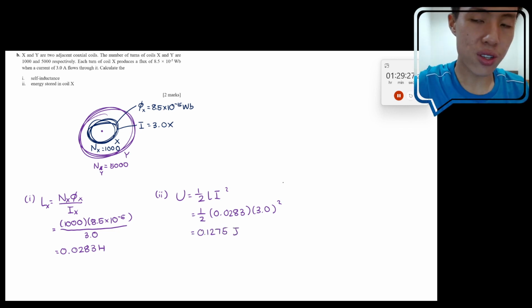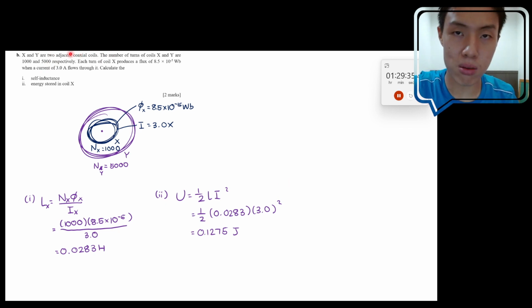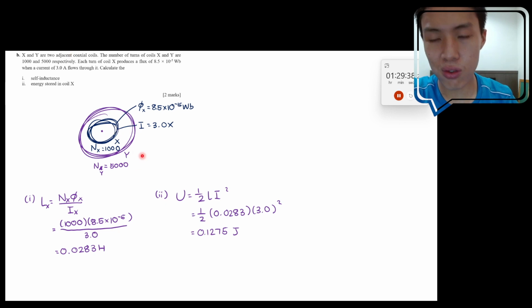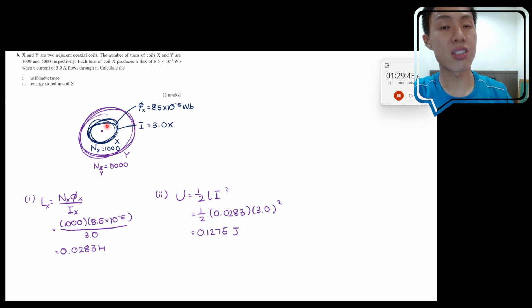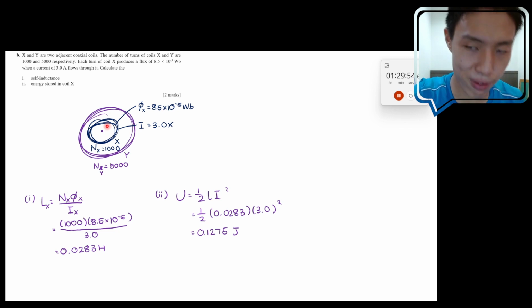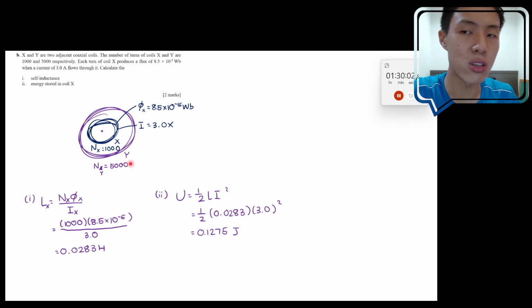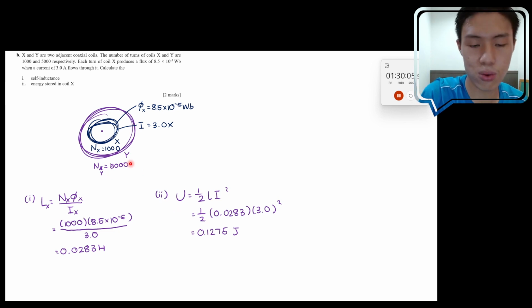Very straightforward question, but I think it's a bit trying to mislead you because they tell you that there are two coaxial coils, which might lead you to think that it's a mutual inductance question. But even though there are two coils, they're only focusing on what happened to one coil, which is coil X. The current is flowing through coil X. It causes a magnetic field produced by coil X, and the magnetic field passes through coil X itself. That's why coil X itself has a magnetic flux. Everything is related to coil X. They are not really interested in coil Y, so that's why the value for NY is not really used here. So that's for this question.